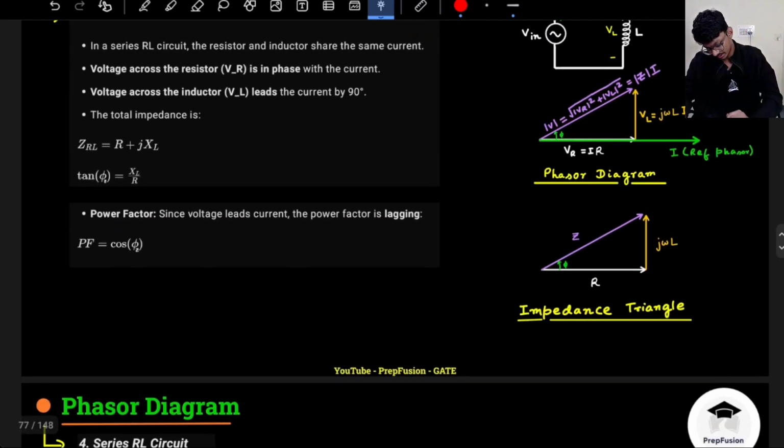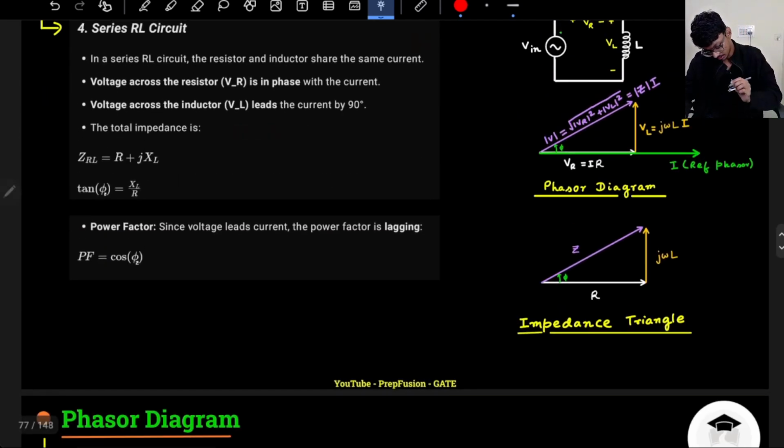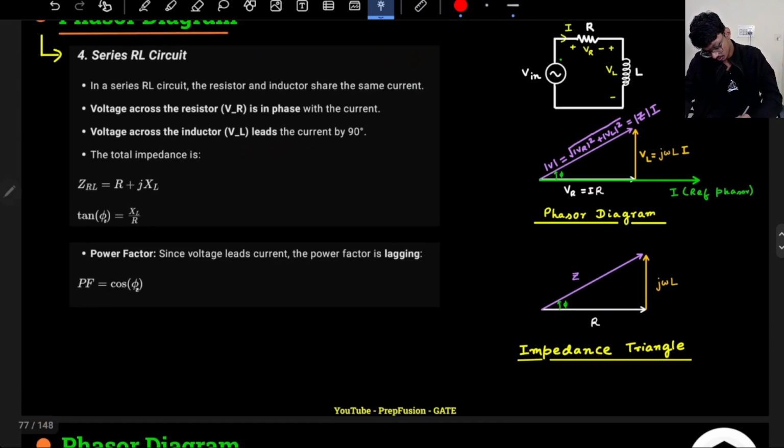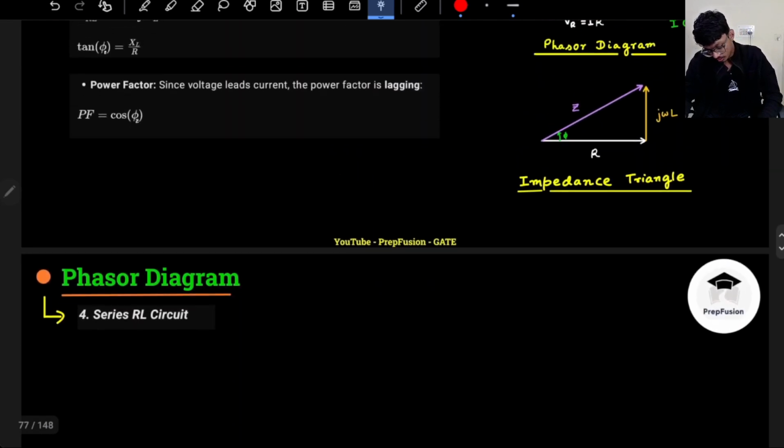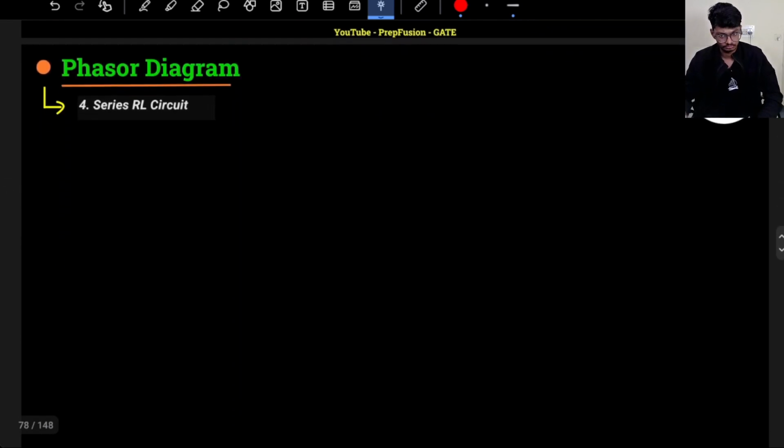First of all, it is a lagging network, a lagging circuit. Power factor will always be lagging for overall inductive circuits. So your phi, the power factor angle, can be written in multiple ways.